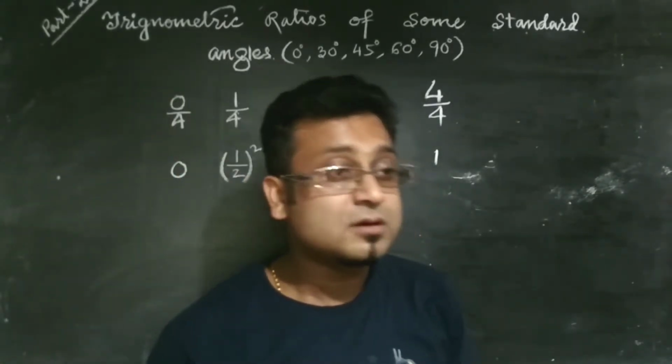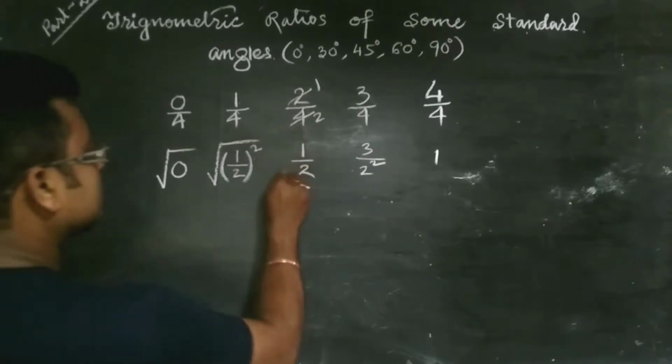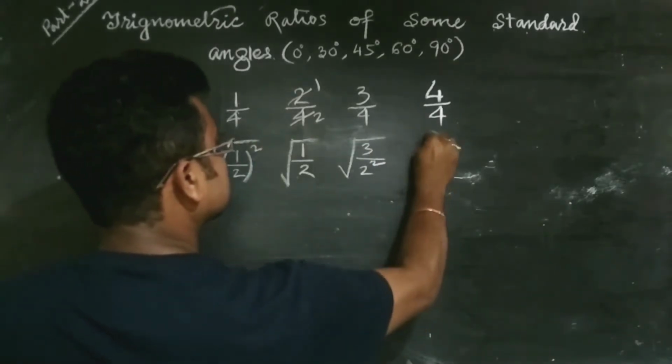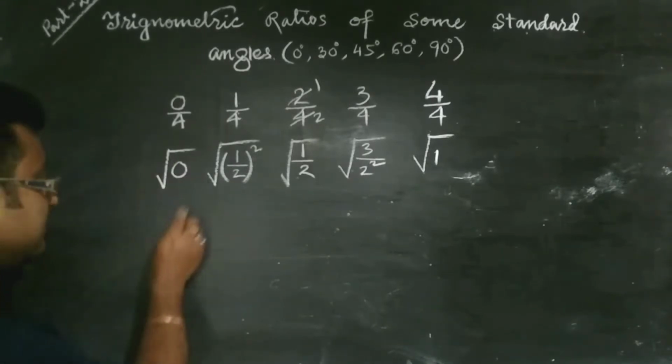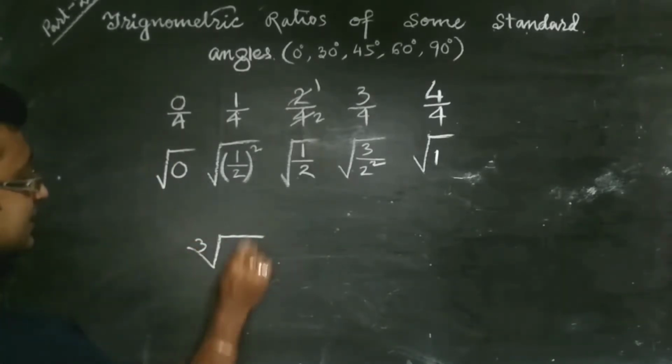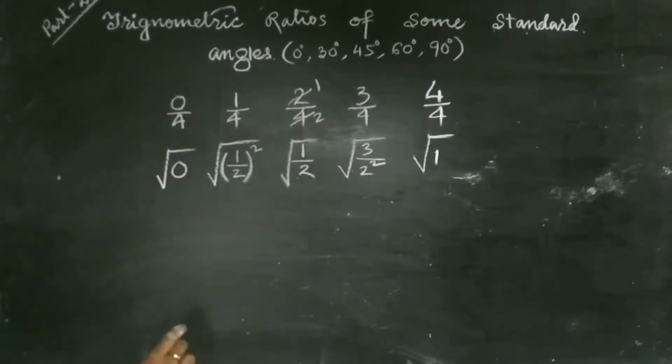Now what we have to do? Put the square root on all of them. How do you know it is square root? Because here 2 is there, we never write it. Had it been a cube root, we could have written it like this. But here it is square root, so I am just leaving this place.